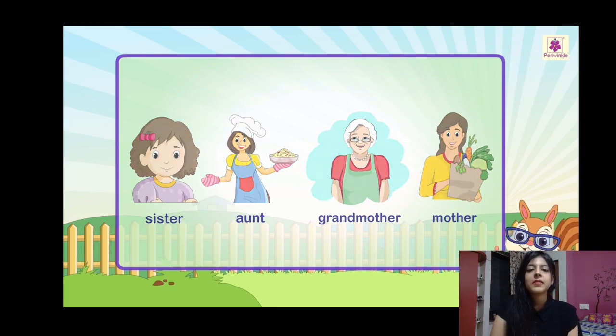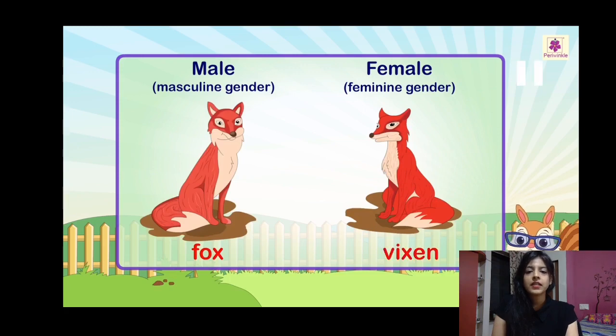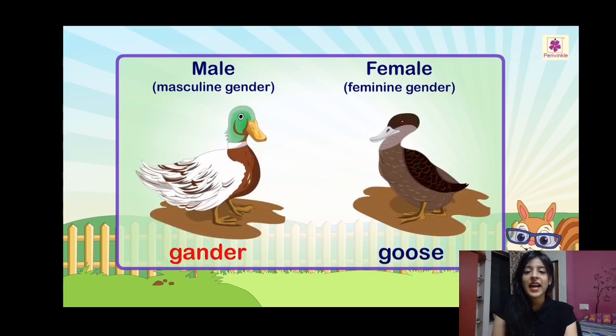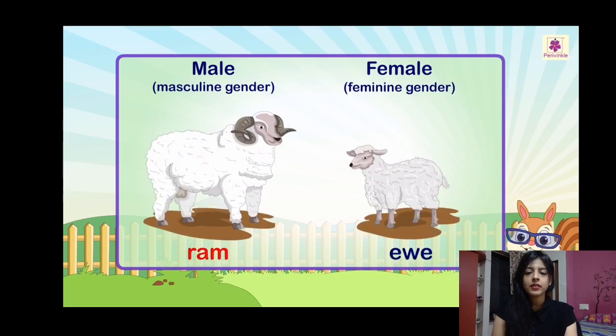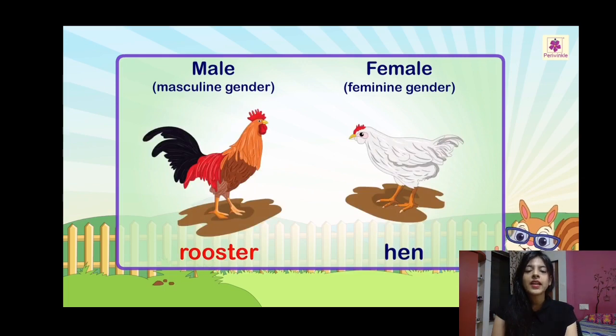So now let's see some examples of how we differentiate between a masculine gender and a feminine gender. There are different words for each of them. For example, fox and vixen. The male is called a fox and the female version is called the vixen. Gander and goose. Drake and duck. Ram and ewe. Stag and hind. These are all animals. Rooster and hen.